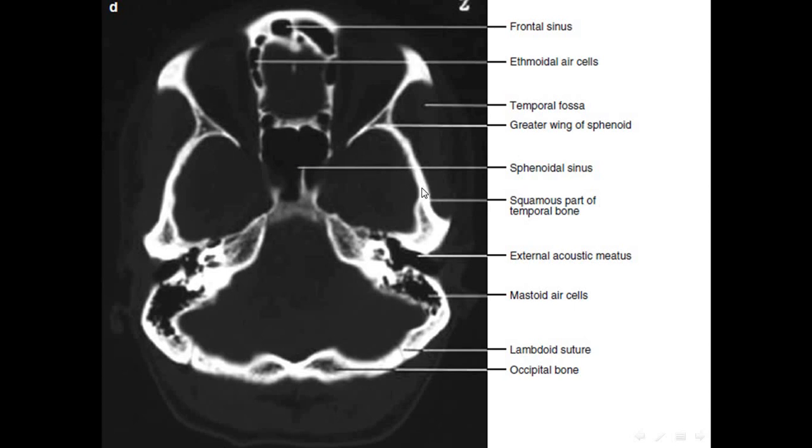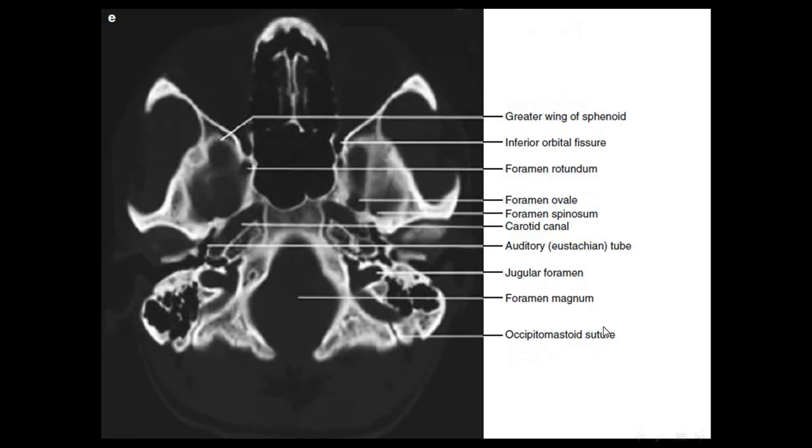This flat portion of the temporal bone is called the squamous portion or squamous part of temporal bone. And this is the external acoustic meatus. This is mastoid air cells, lambdoid suture, and occipital bone posteriorly. More caudally, here we can see the foramen rotundum, the foramen ovale, and foramen spinosum, from anterior to posterior. Rotundum, ovale, and spinosum. I use the word rows, R for rotundum, O for ovale, and S for spinosum.